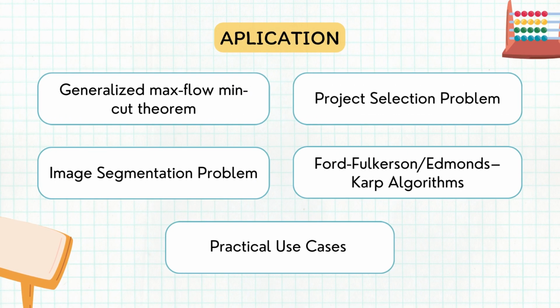Enter the third discussion, namely the application. There are 5 points in this application. For the first, generalized max flow min cut theorem. If we define the peak capacity alongside the edge in the flow network. For the second is project selection problem. For the third is image segmentation problem. And for the fourth is Ford-Fulkerson or Edmonds-Karp algorithms.